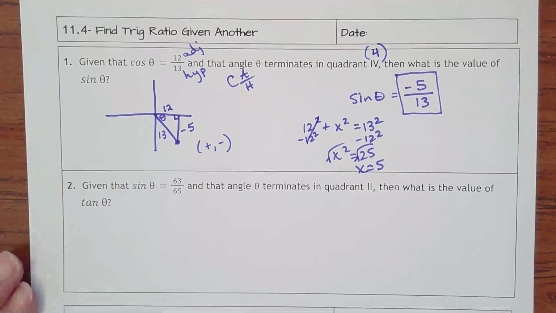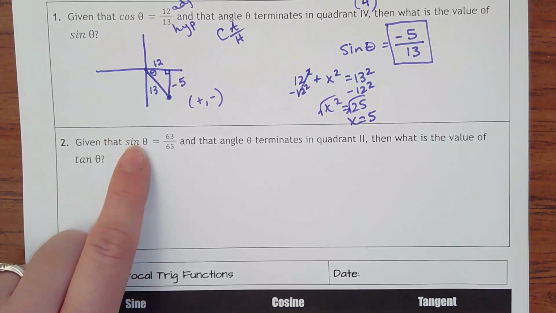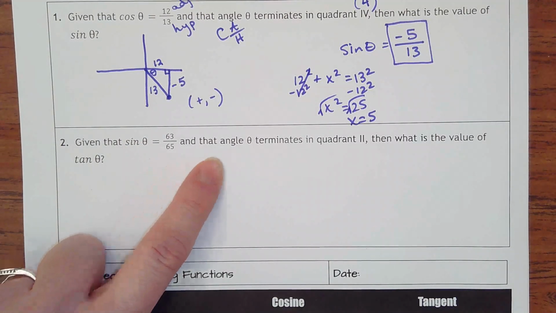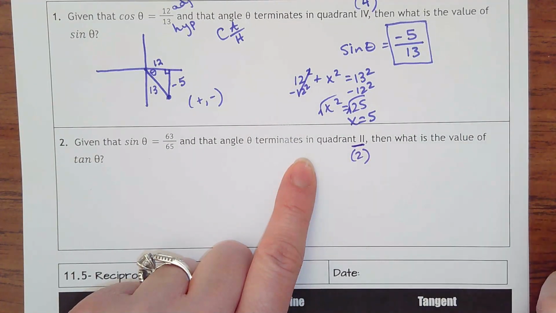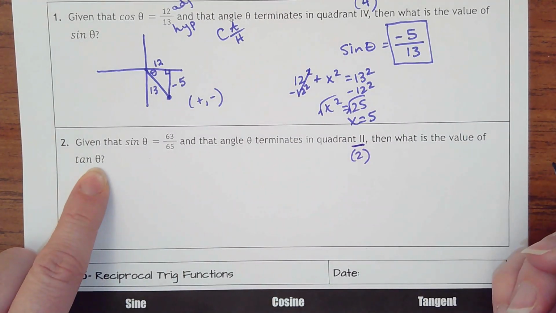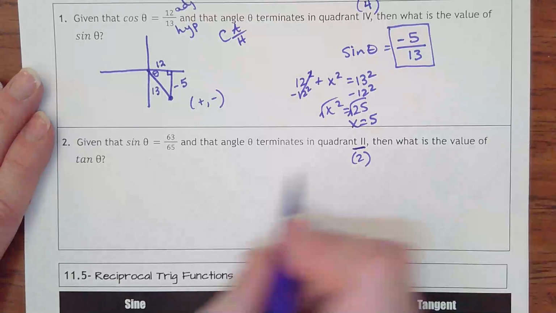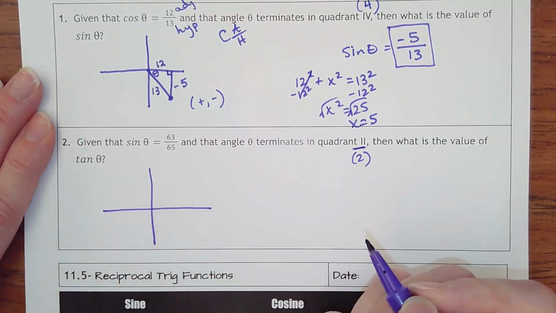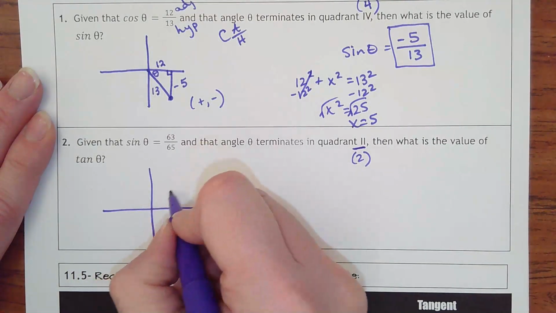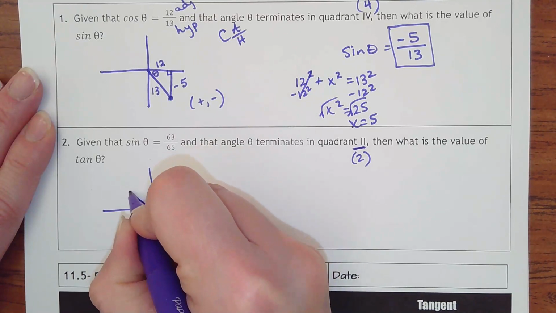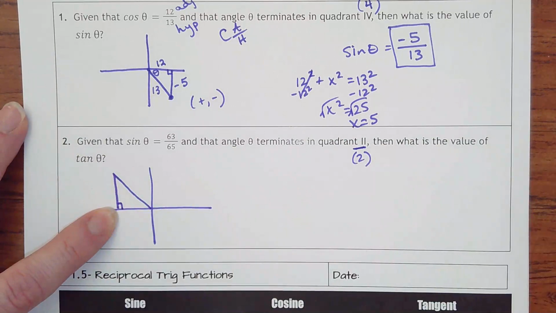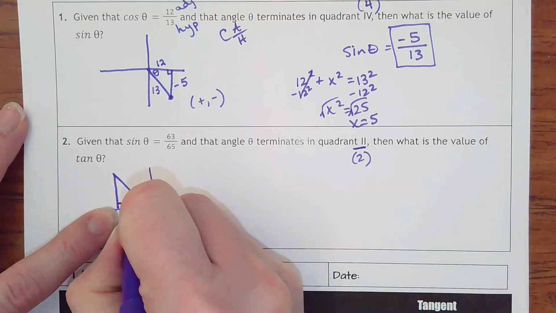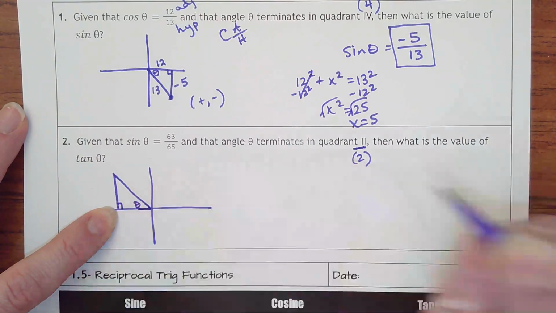Okay, let's try another one. Given that sine of an angle, its ratio is 63 over 65. That angle terminates in quadrant 2. Then what is the value of tangent of that angle? So we're coming up with a different ratio. Make your coordinate plane. Quadrant 2, this is 1, 2. Anywhere's fine. Drop down a leg so that it comes to the x-axis. Put your angle inside here, that's with the x-axis.